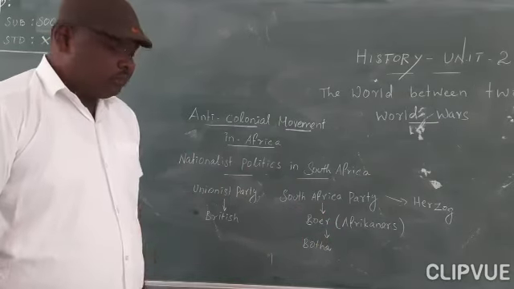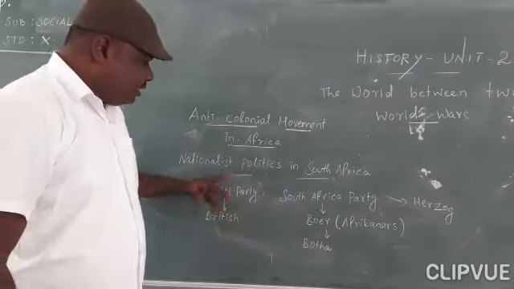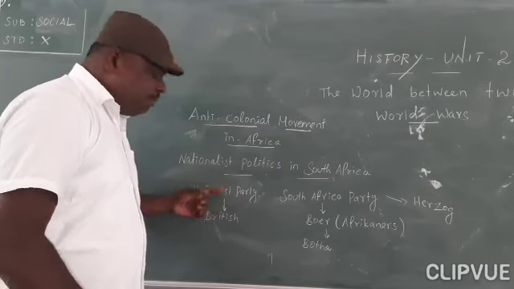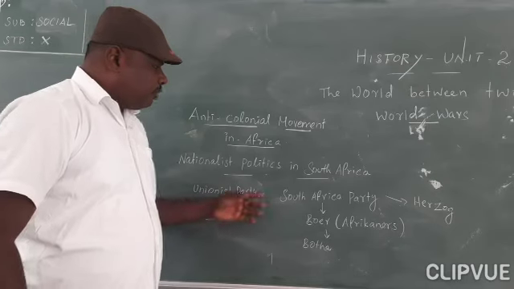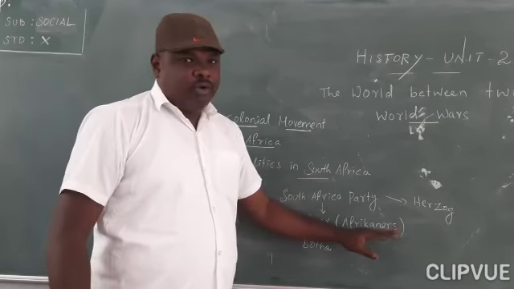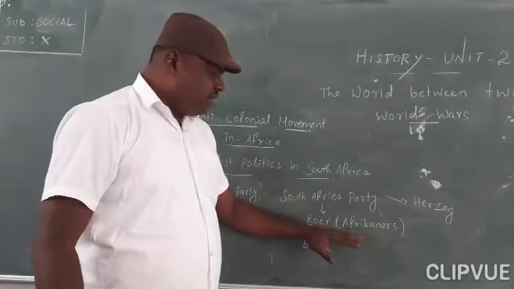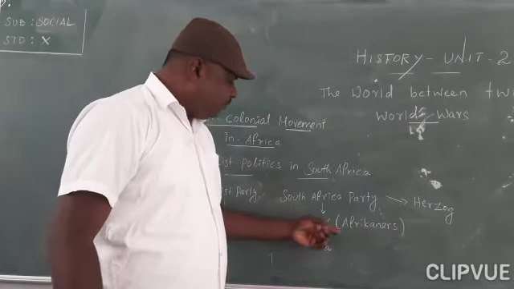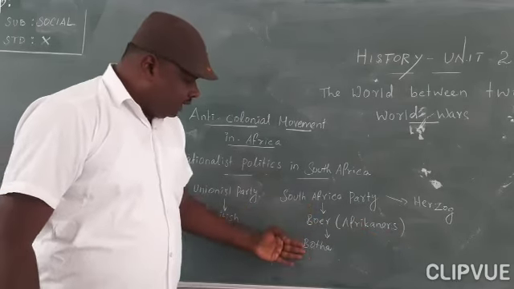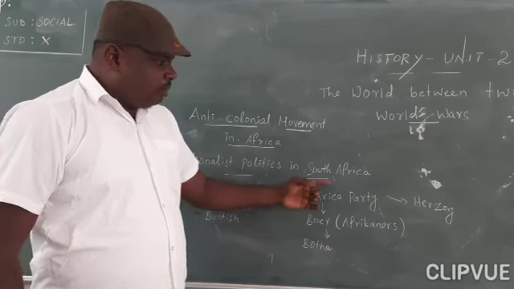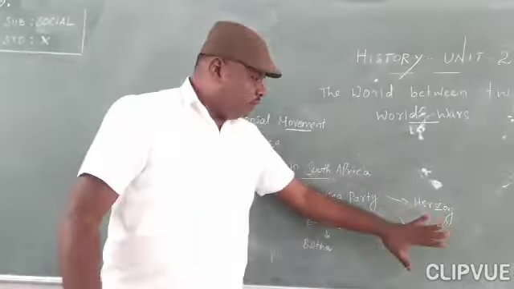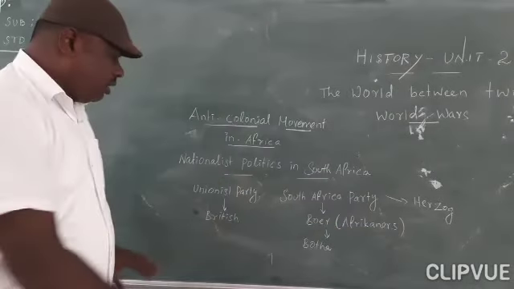Listen, students, there are two types of parties. One is the Unionist Party. Who will be there in the Unionist Party? The British people. And the South African Party will have the Boers. They are not native people, they are settlers of Dutch origin, but they are the Afrikaners. The South African Party leader was Botha, and the militant section was headed by Hertzog.